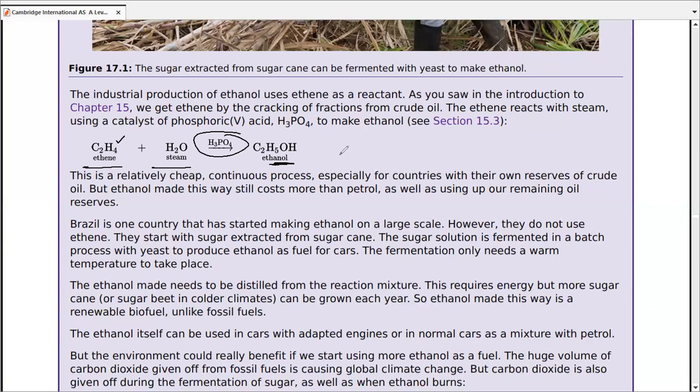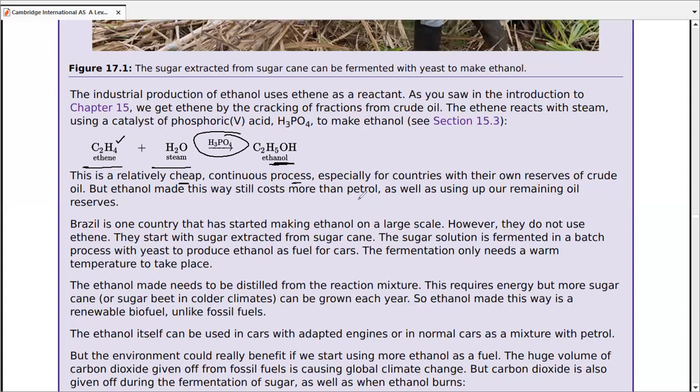Though in IGCSE we only study the reaction and its conditions, in AS we specifically discuss it as an electrophilic addition reaction, where we also discuss the Markovnikov rule and what is going to happen in this reaction in case of symmetric and asymmetrical alkenes. Now, this was all revision. Moving forward, this is a relatively cheap, continuous process, especially for countries with their own reserves of crude oil.